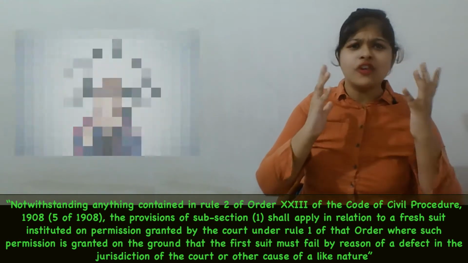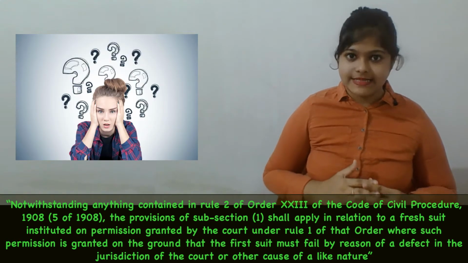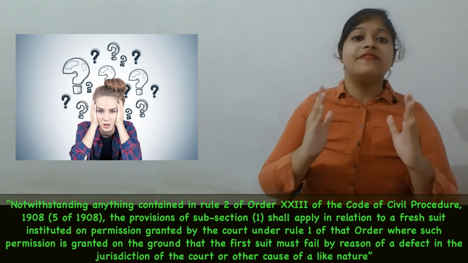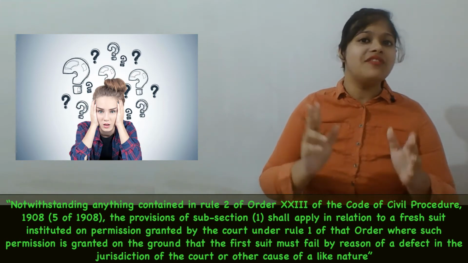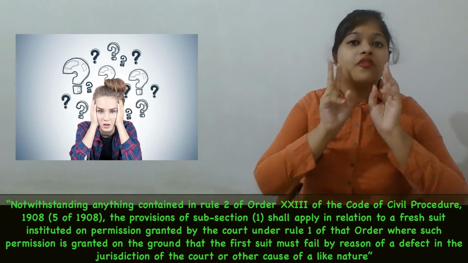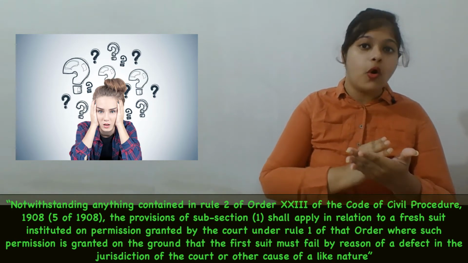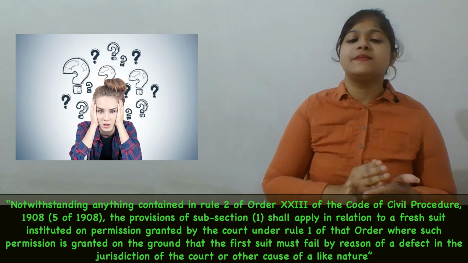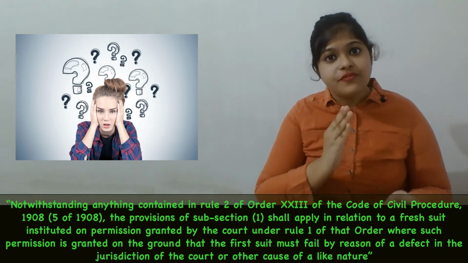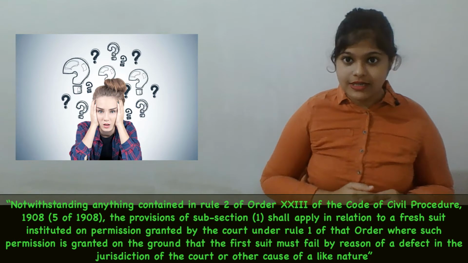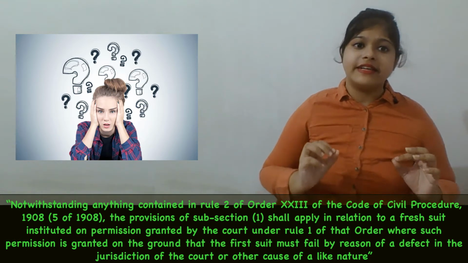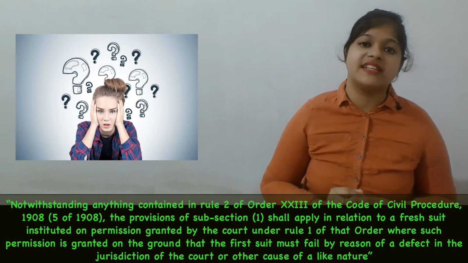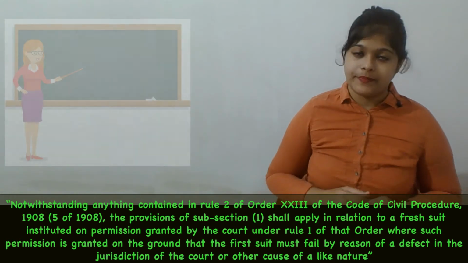Again, there is a lot of confusion due to the complex sentences. There is a confusion because you will find two contradictory provisions: Rule 2 of Order 23 of CPC and subsection 3 of section 14 of the Limitation Act. So for better clarity, let's first take a look at the relevant rules mentioned in Order 23.